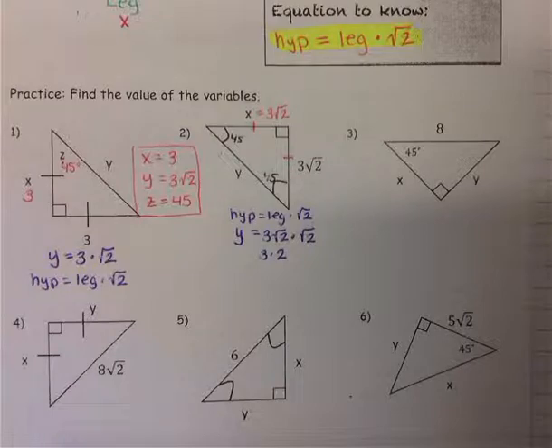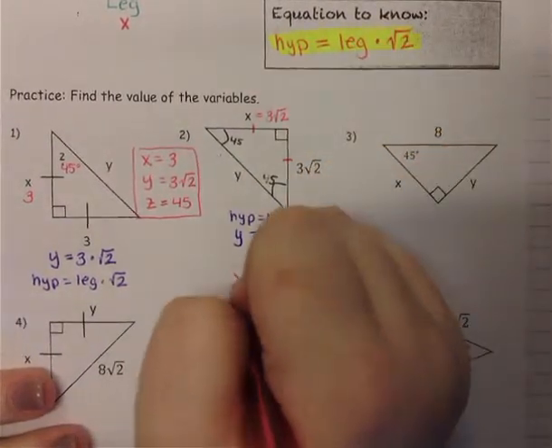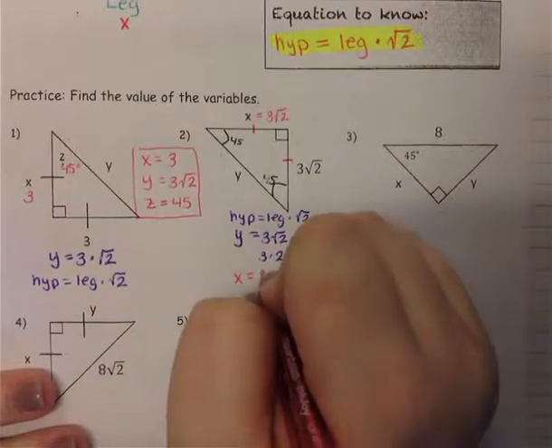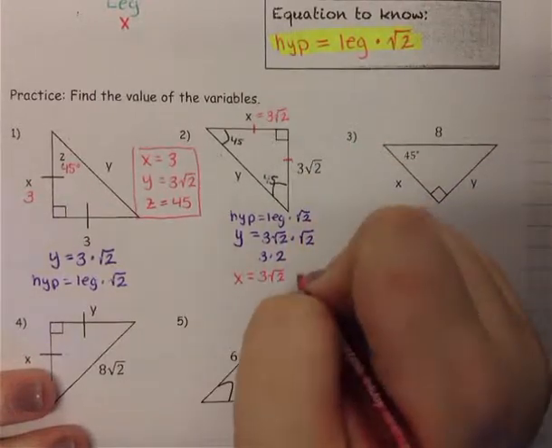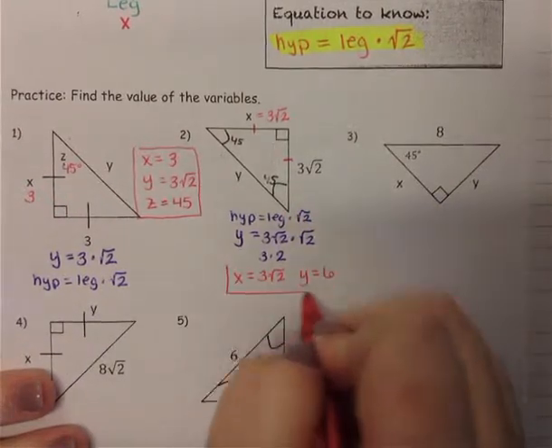So now we have our values. x is equal to 3 square root of 2, and y is equal to 6, because 3 times 2 is 6.